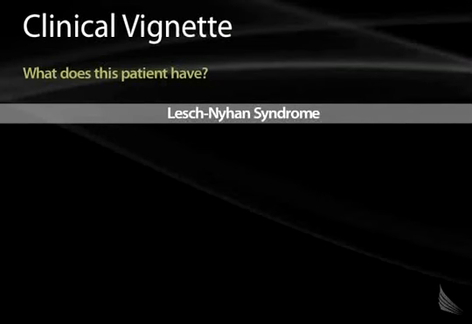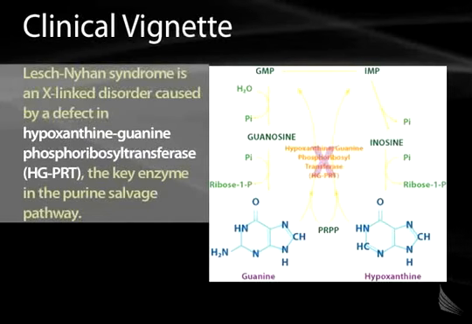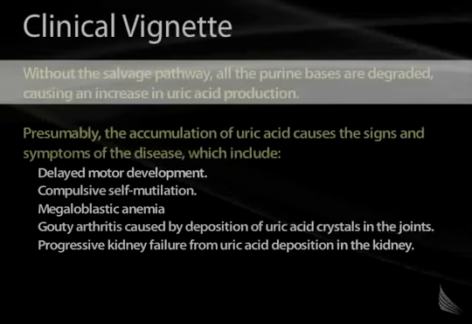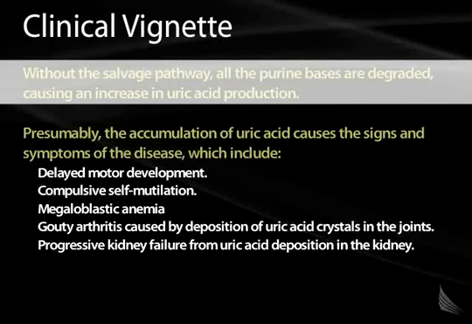This patient has a disease called Lesch-Nyhan syndrome. Lesch-Nyhan syndrome is an X-linked disorder that's caused by a defect in hypoxanthine guanine phosphoribosyl transferase, the HGPRT gene. Remember, this is the key enzyme in the salvage pathway for purines. This is the enzyme which takes these nitrogenous bases and adds them back to PRPP to recycle these things as nucleotides.